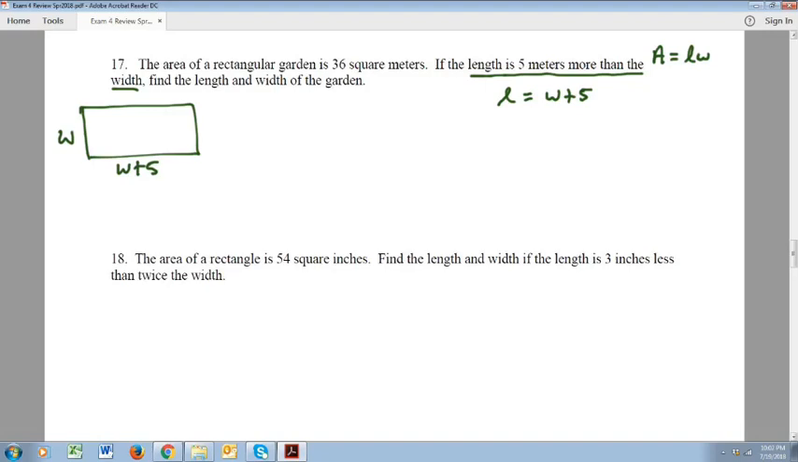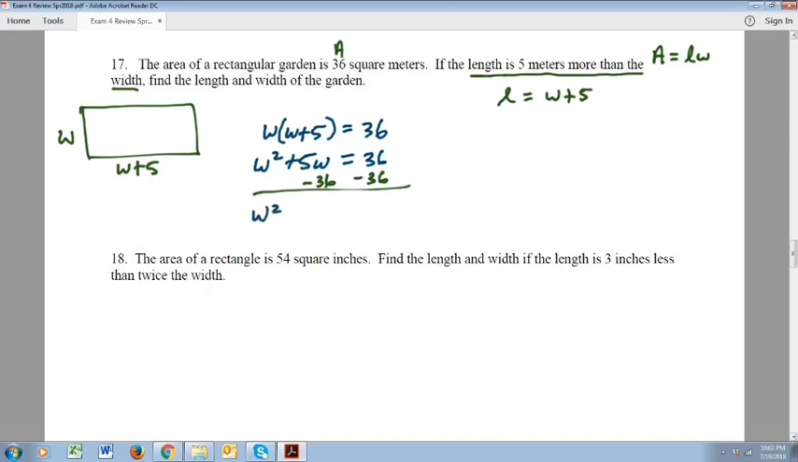So now we know length times width is 36. And so we have W times W plus 5 equals 36. We've got to distribute and then subtract 36 on both sides. This is a quadratic equation, so we're trying to get 0 on one side.